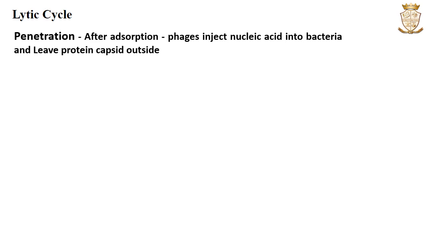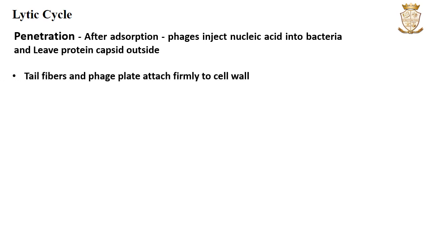The second stage during the lytic cycle of bacteriophage replication is penetration. After adsorption, most phages inject their nucleic acid into the bacterial cytoplasm and leave their protein capsid outside. This is similar to injection through a syringe. This stage is the penetration.